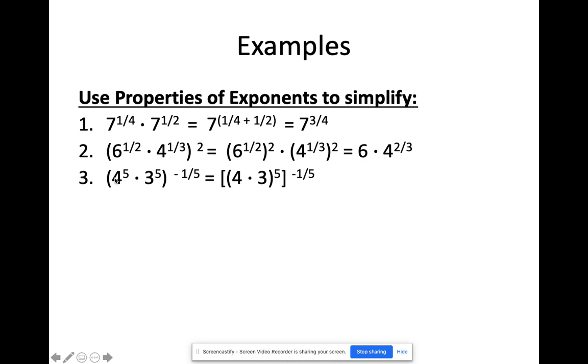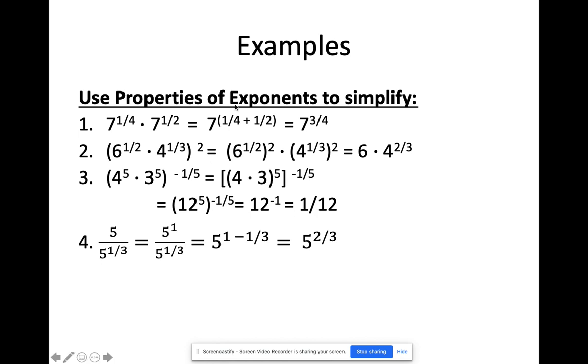Here, you have 4 to the 5th times 3 to the 5th, raised to the negative 1 over 5. Notice since they have the same exponent, 5th, I can take them out. So I have 4 times 3 raised to the 5th, then raised to the negative 1 over 5. But 4 times 3 gives me 12, right? So it's 12 to the 5th raised to the negative 1/5. So multiply 5 times negative 1 over 5. So the 5 cancels out, leaving you with 12 to the negative 1. Making the exponent positive, just simply bring it down. So it's going to be 1 over 12.